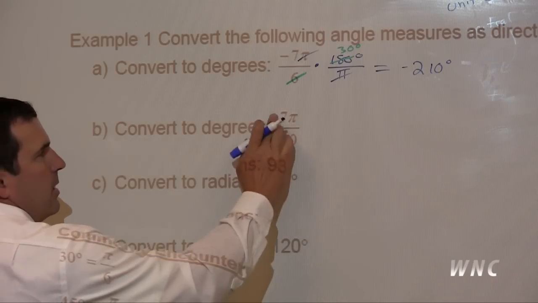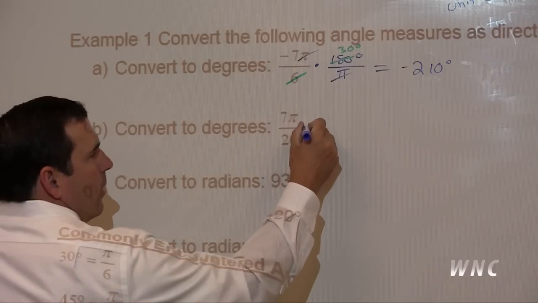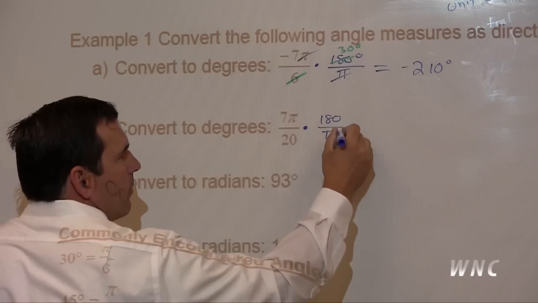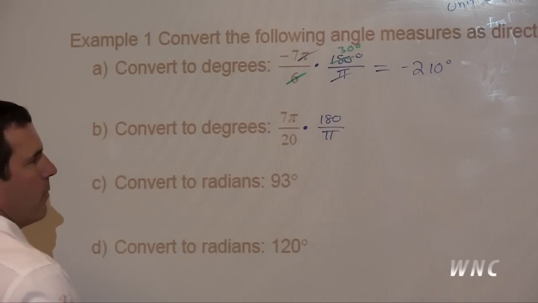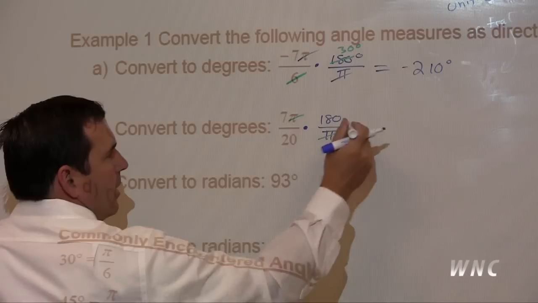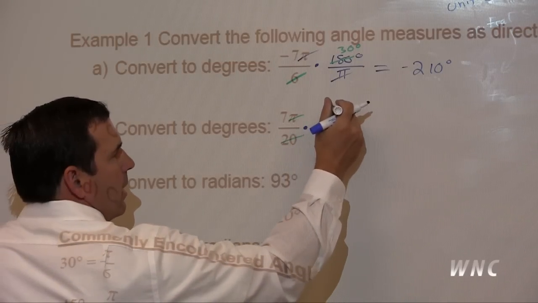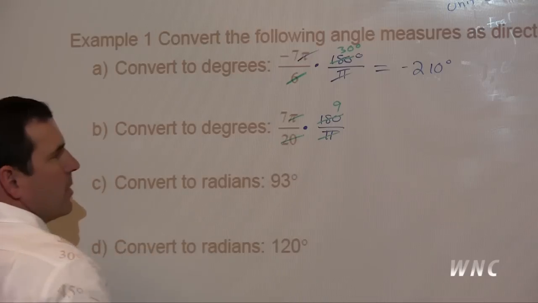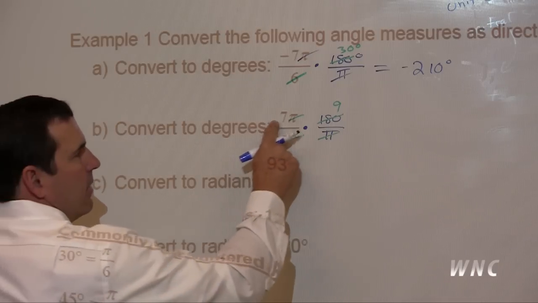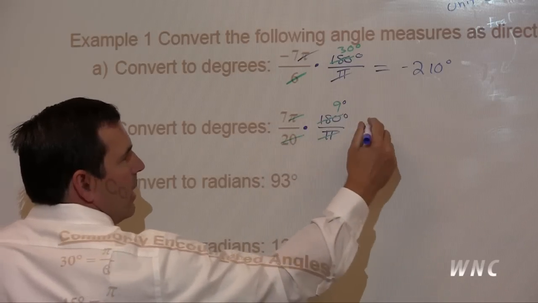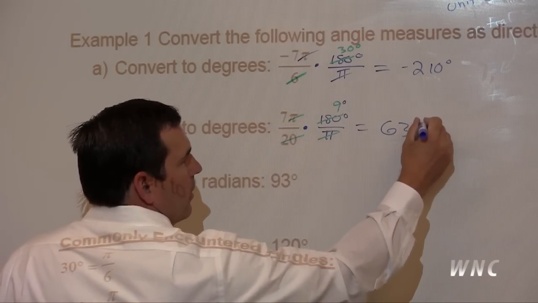Let's do the next one, 7 pi over 20. So I'm going to multiply again by 180 over pi. Right off, those pi's divide out. 20 goes into 180 9 times. 7 times 9, and this is in degrees. 7 times 9 is 63 degrees.